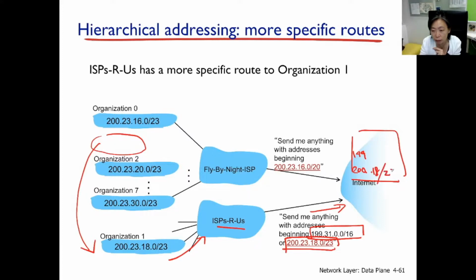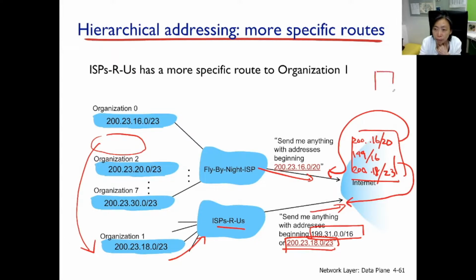18.0 and 23 bits. This one is 16 bits. And of course, this entry here will also arrive at the router on the internet. And therefore you have 200 dot something, 16, and 20 here. So this entry is going to take the packet out this interface. These 2 entries are going to take the packet out here.